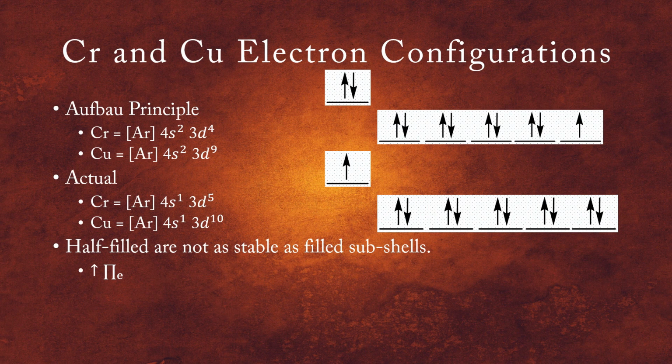And you can think about chromium. Because it's half filled, they're not as stable as filled subshells. So you want to fill them up because of the increase in πe.